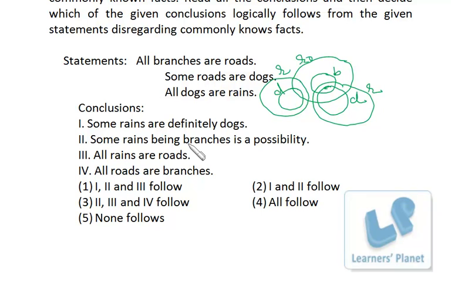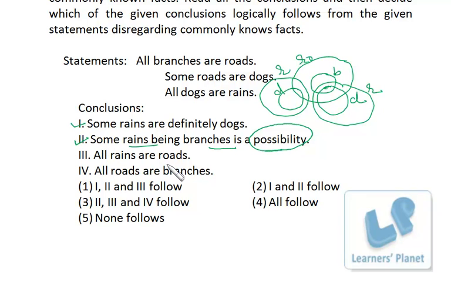After that, some rains being branches is a possibility. So we have to see whether there is any intersection between rains and branches. So we can see this intersection over here, branches and rains. It is not there in both the cases. So it is just a possibility, not a certainty, right? It is not definite, but it is a possibility. So here the conclusion is talking about only possibility. So yes, there is a possibility because we can see out of these two cases, we can see an intersection between branches and rains, right? So this is also clear.